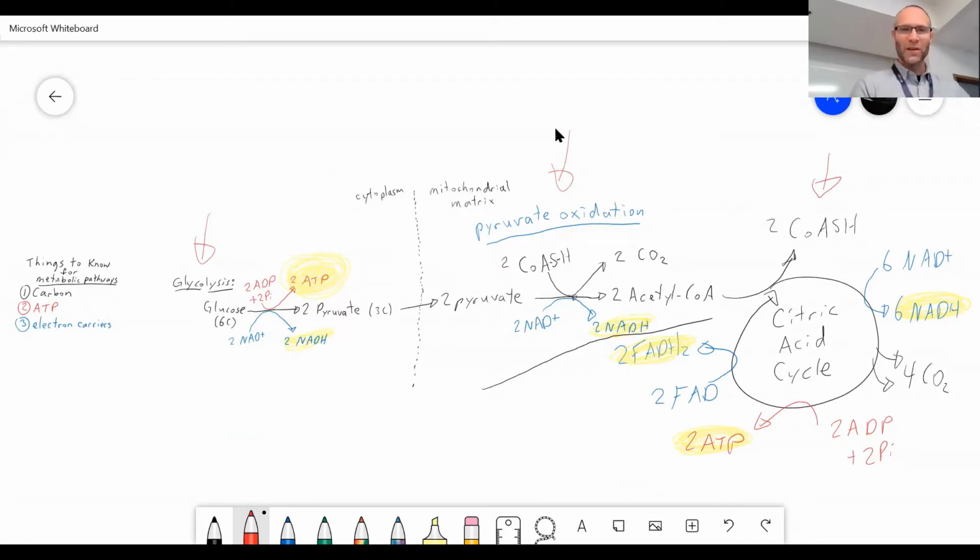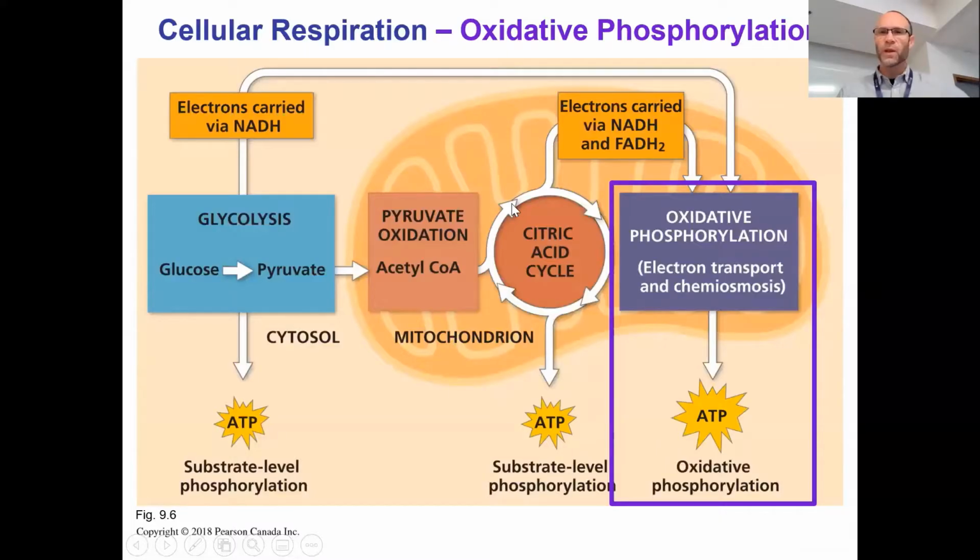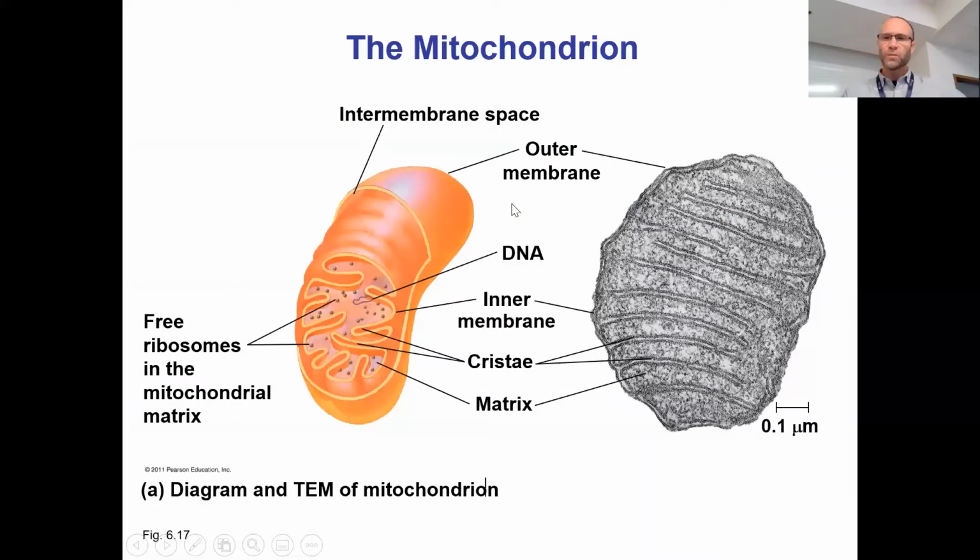So the last thing that we need to do is make more ATP, and we're going to do that by using these NADHs and FADH2s that were created all over the place. We're going to make a whole load more ATP. So let's take a look at how that is done in the mitochondria. All right, back to the PowerPoint. Here we go. Just a reminder about the mitochondria.